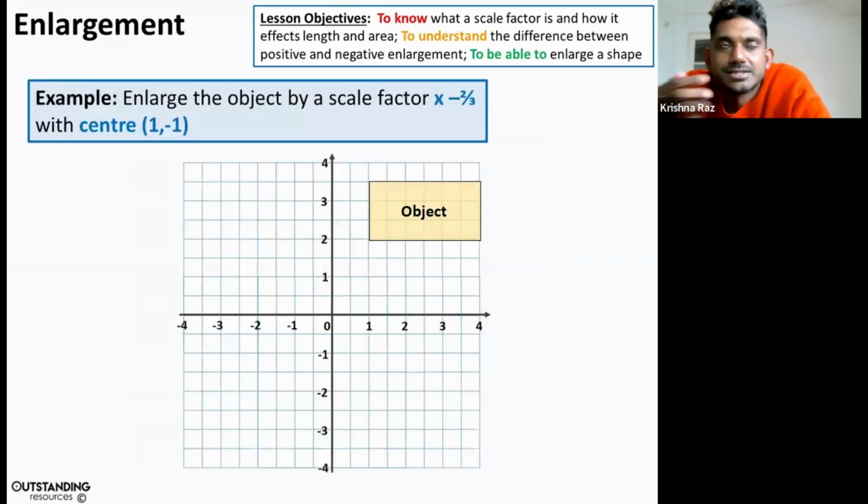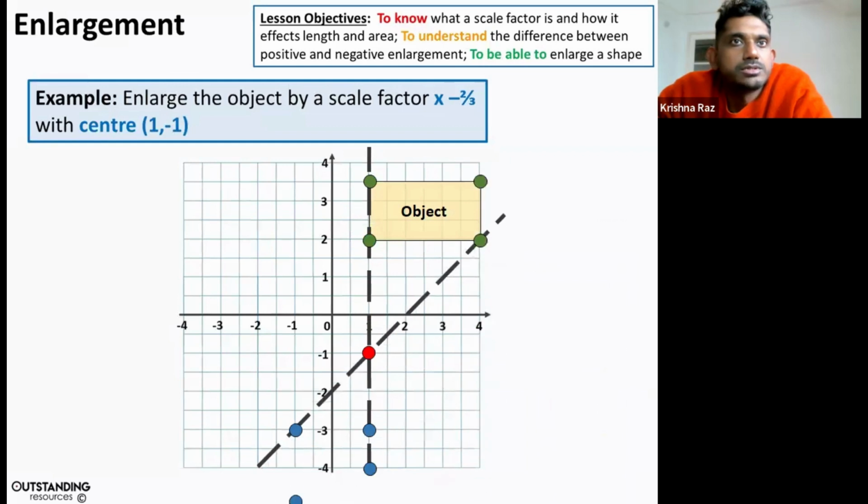Yes, so this is an exam question here. Enlarge the object by a scale factor of -2/3 with center of enlargement (1, -1). The first thing to do is put in the center of enlargement. Then we draw a line through all the corners, and then we're going to measure.